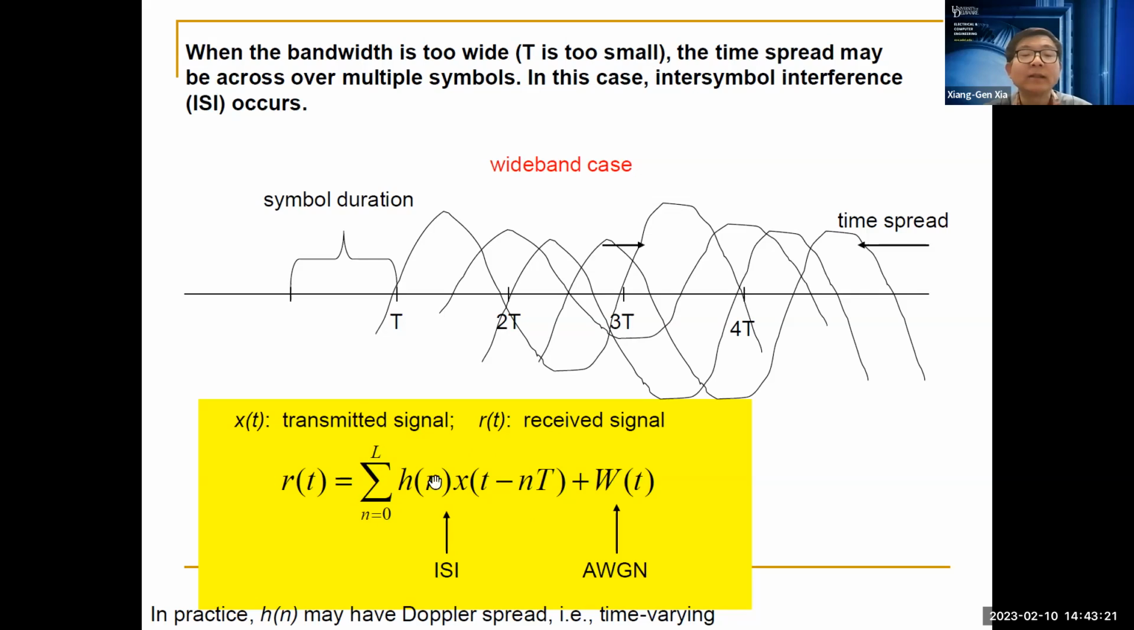Mathematically, you get this formula. X is the information you transmit, and h of n is the multipath channel reflections. Suppose you have capital L plus one multipaths; this is the signal received, plus additive noise. In practice, of course, h of n also has Doppler spread, or is time varying. In satellite communications this is a hard topic. In practice some channel coefficients may vary with time, but in many cases we can approximately think of the channel as not time varying, or slowly time varying compared to the data rate or the bandwidth.